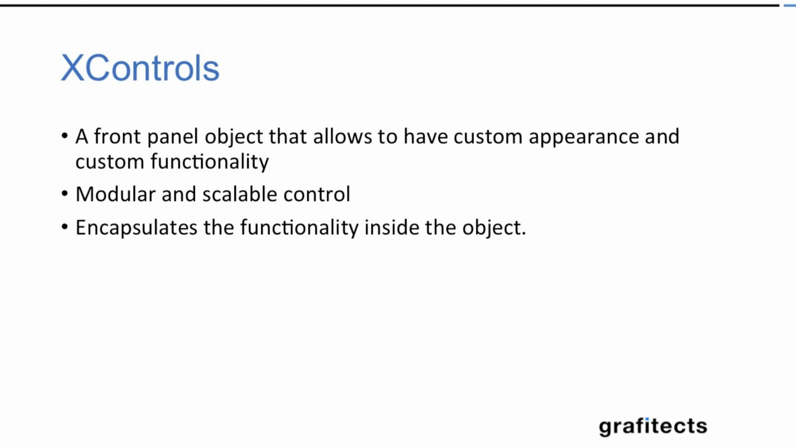An XControl is a front panel object that allows custom appearance and custom functionality. It is highly modular and it encapsulates the functionality inside the object. That basically means whenever I move or copy my control, the functionality moves with it.